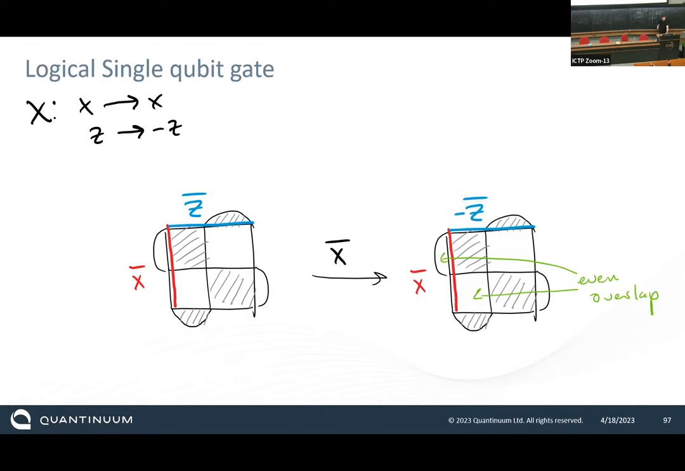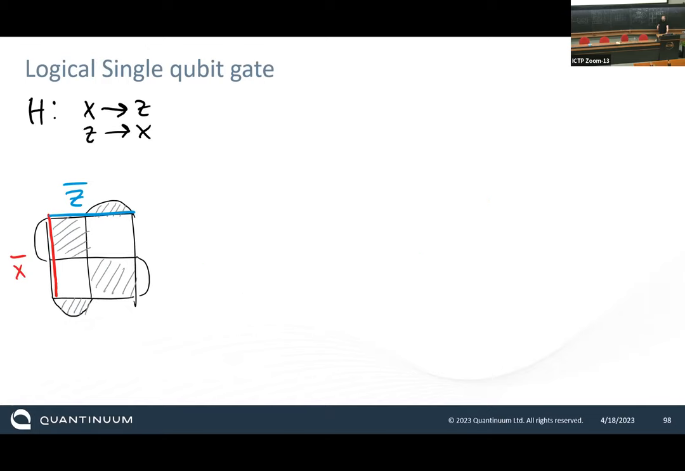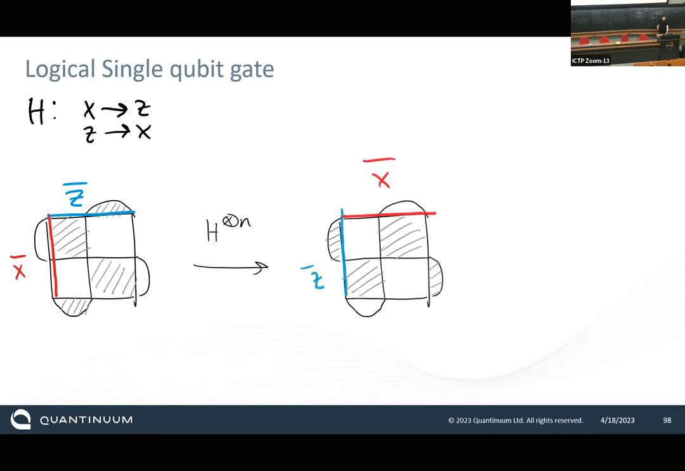Let's skip this Pauli stuff. Okay, so the Hadamard example. We apply Hadamard to all the data qubits, then the X checks become Z checks and the Z checks become X checks. It switches the Pauli type. What was our X operator becomes our Z operator, because it becomes all Zs and vice versa. So on the logical level, it is switching between X and Z, like the Hadamard should do.